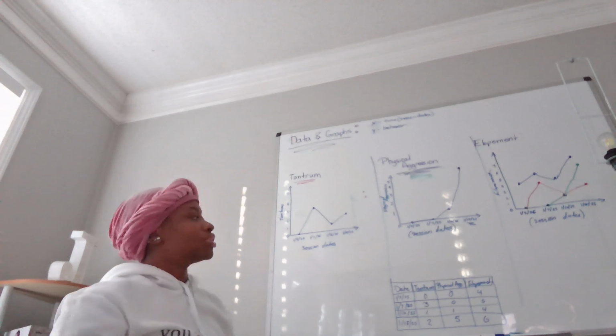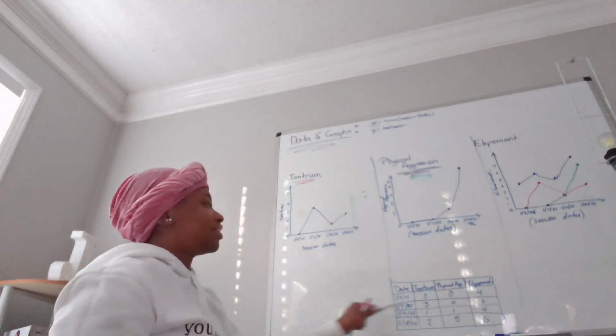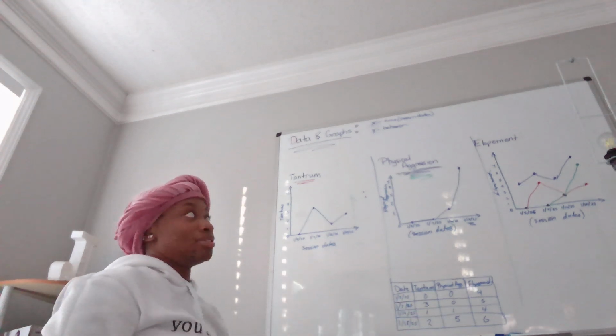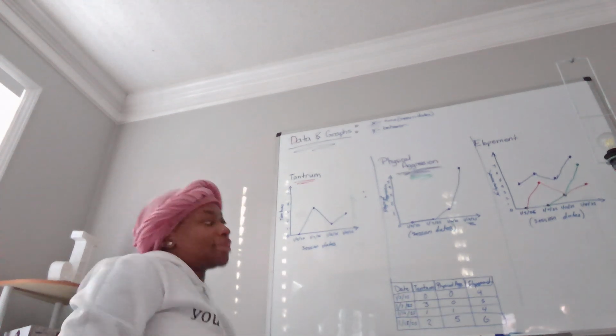So you can see them all. Or you can separate them individually. But since they have the same session dates and the scales are pretty similar, you could add them into one if you wanted to, if it made it easier.